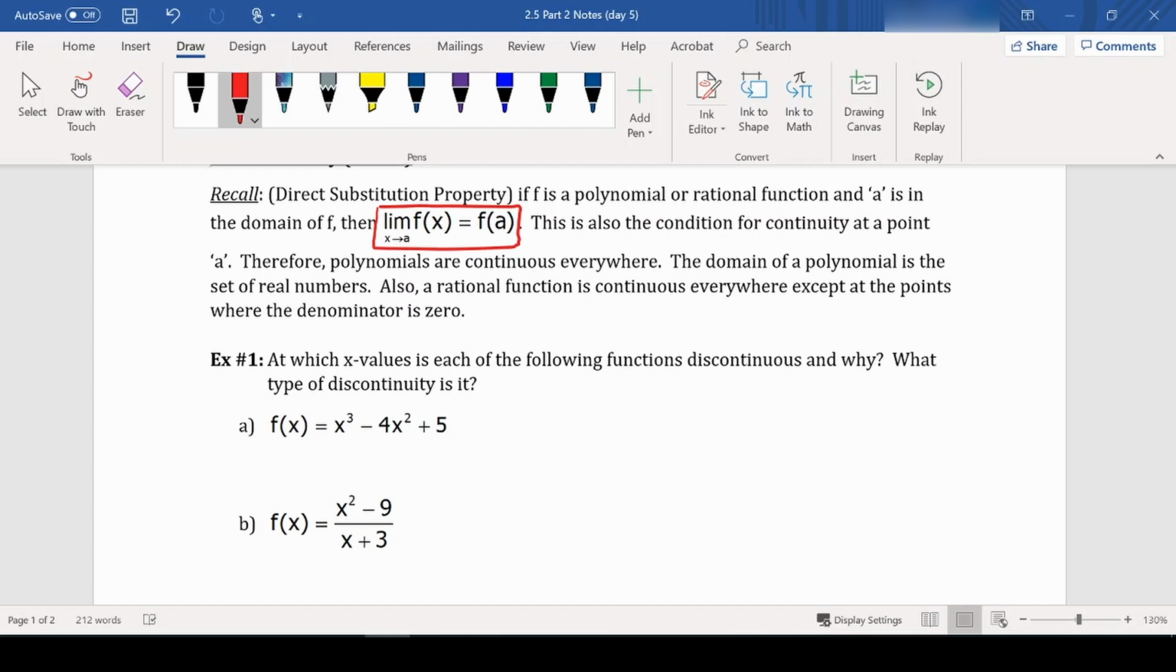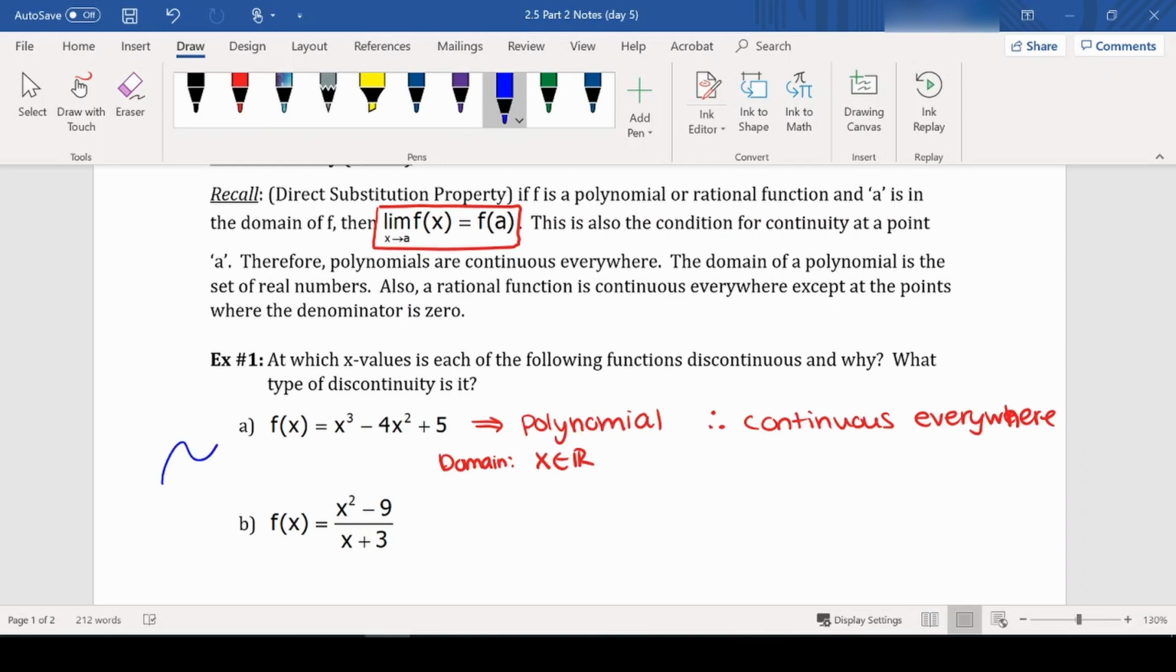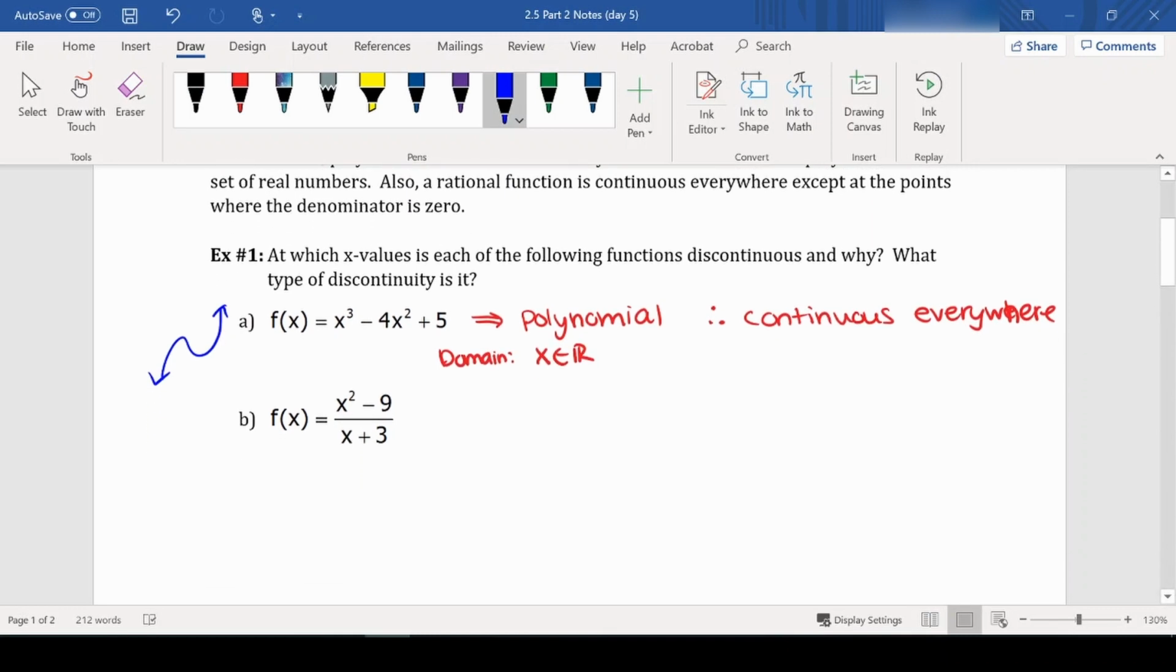Okay. The first graph we have here is a polynomial. Therefore, it is continuous everywhere. And we know this because our domain is all real numbers. We also know that a cubic looks something like this, right? There's no holes, there's no discontinuities, no asymptotes or anything like that. Okay? The next type of function is a rational.